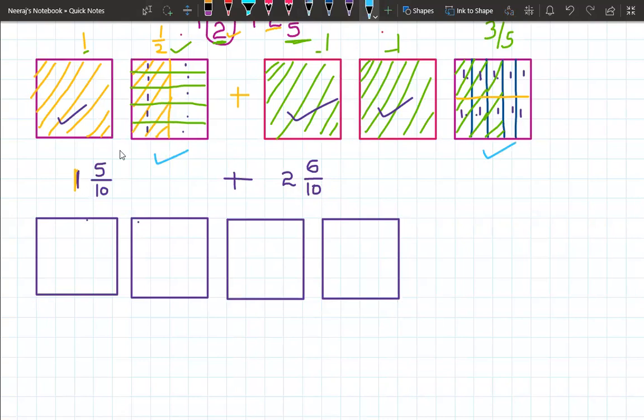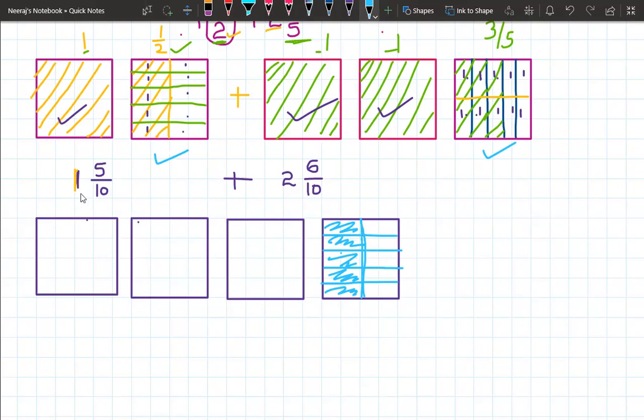So for it we have to make 5 by 10 first. So I'm going to make 1, 2, 3, 4 and 5, and these are the shaded ones. Right, so here I've represented 5 by 10. So these are 5 by 10. 1, 2, 3, 4, 5, 6, 7, 8, 9, 10. Out of it, I have shaded 5 parts.